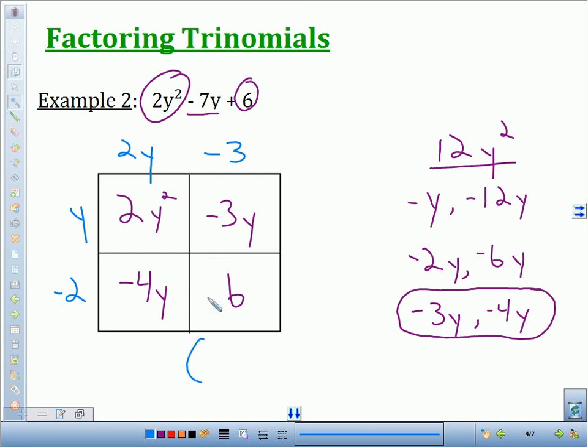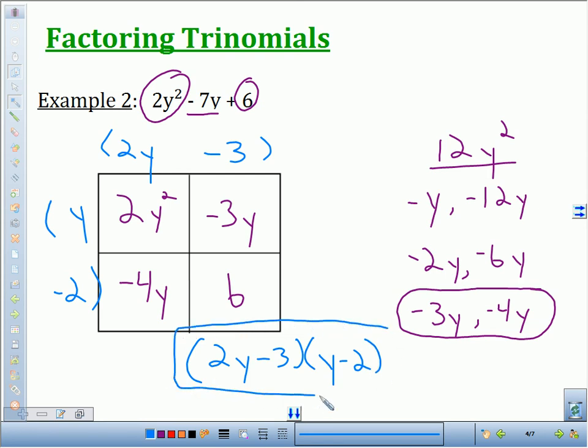That means my factors are 2y minus 3 up here and y minus 2. And when I write these, I do want to write them as two binomials being multiplied together. That's the way the answer should be represented.